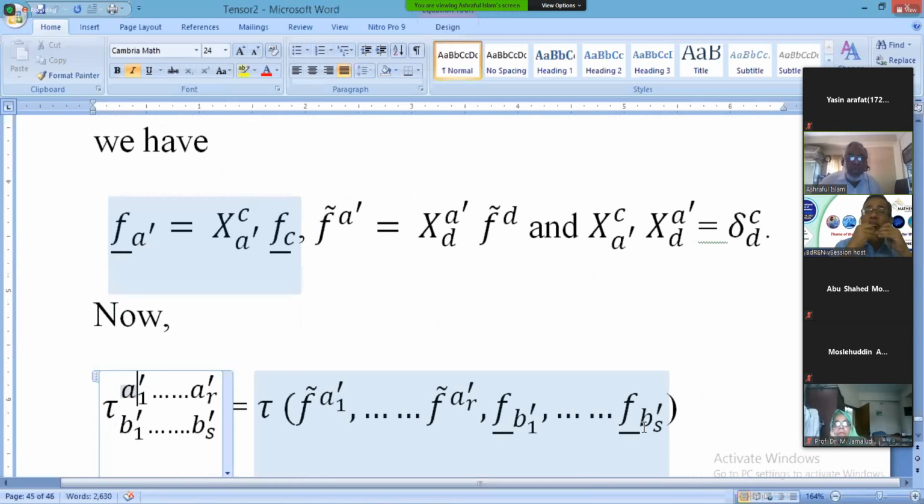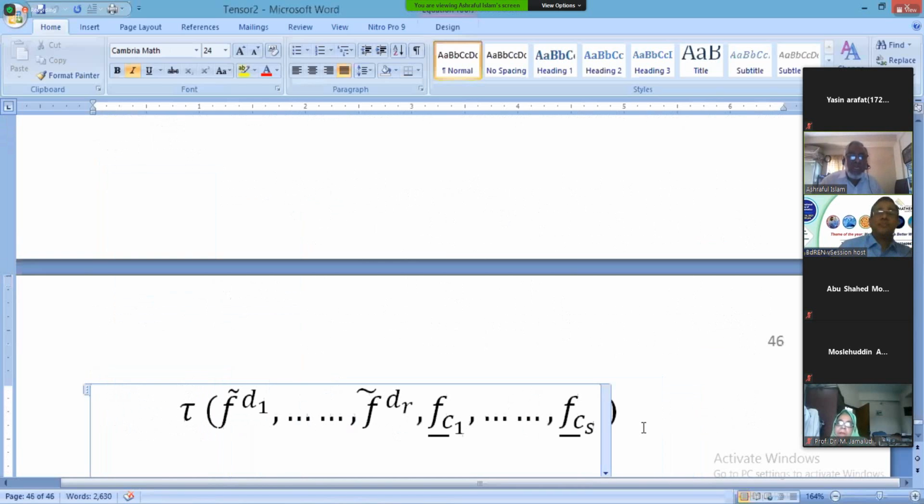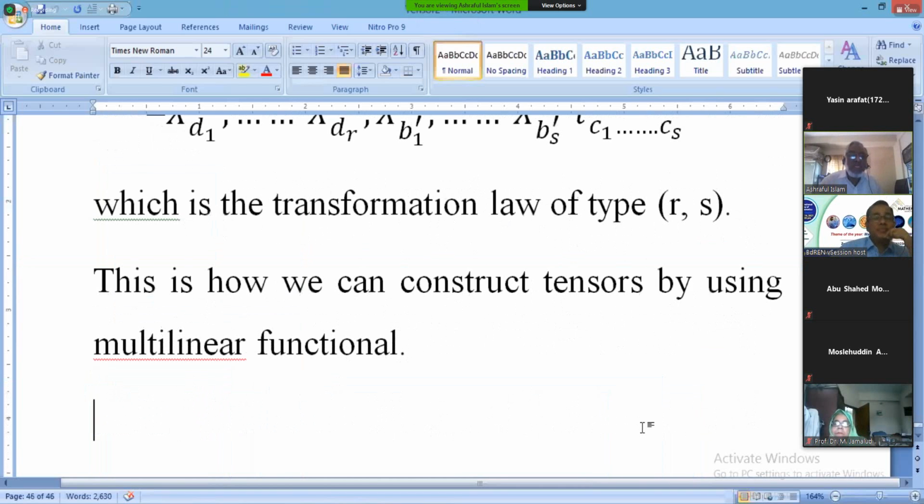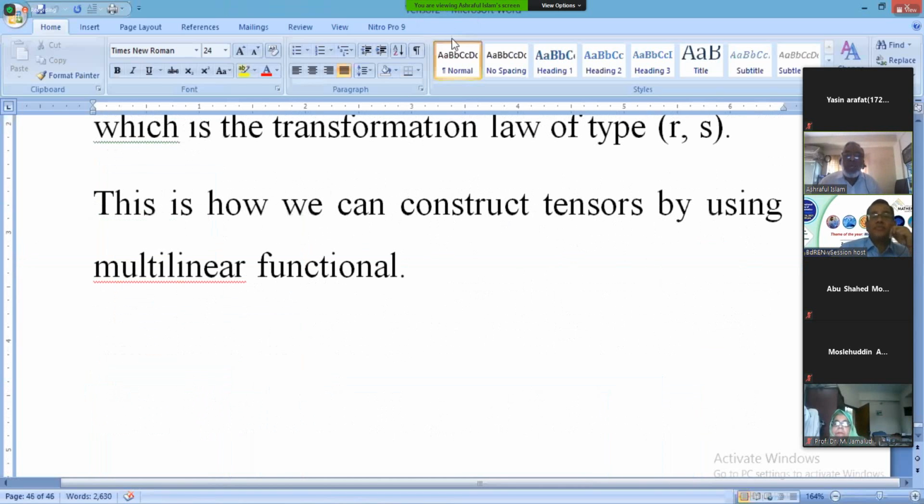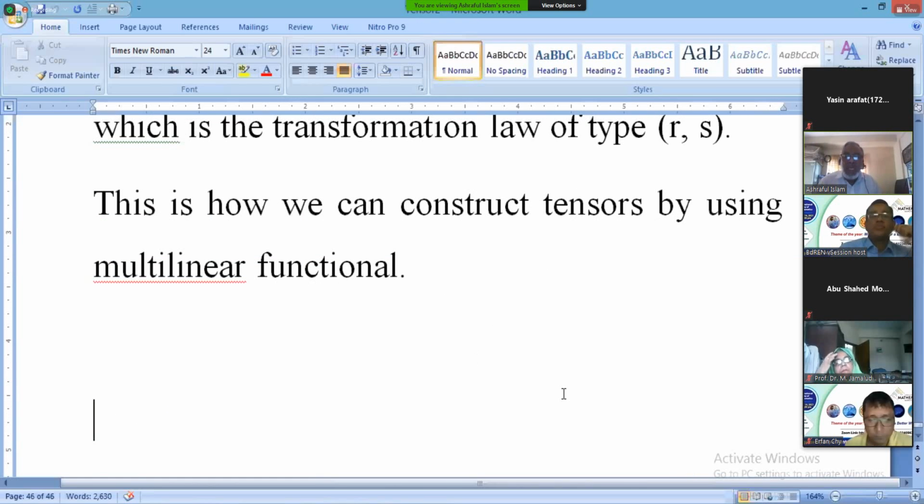I'm going to finish here. This is the way to find the transformation law, and this is how we can construct the tensor by using multilinear functionals. I would like to stop here.